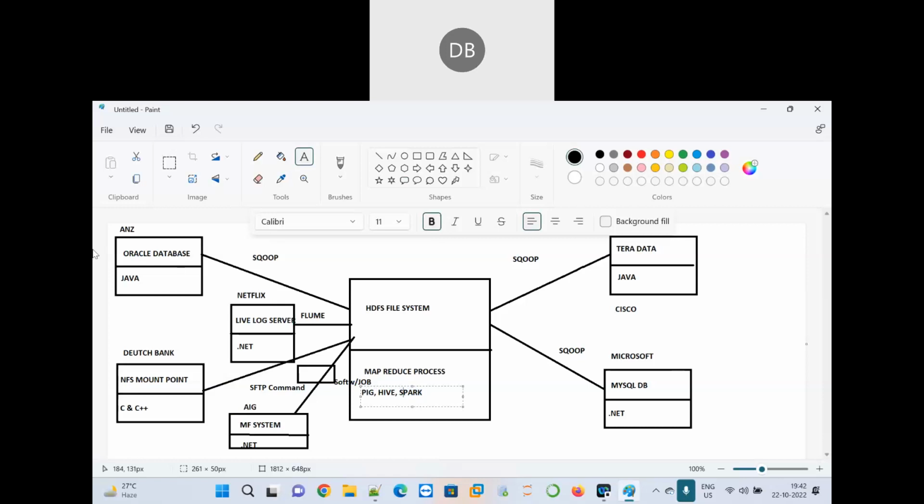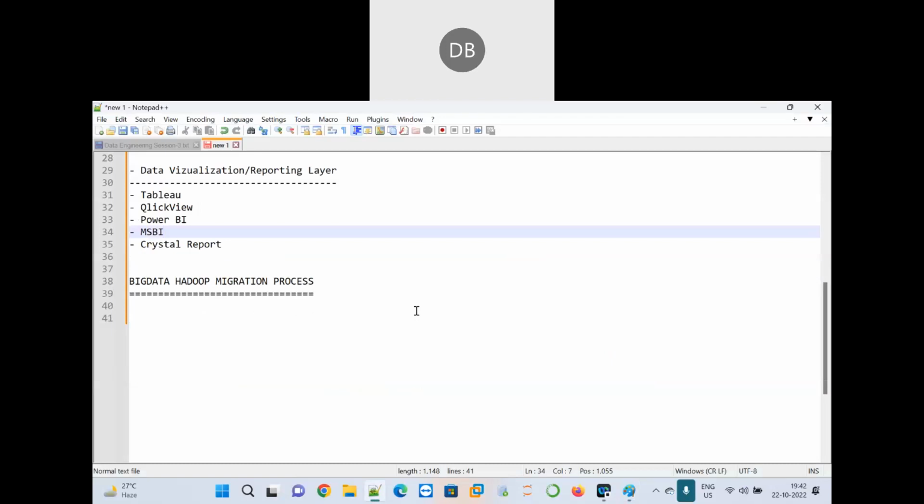These are the typical pictures. It will give you some basic idea how they work in a typical Hadoop environment. So let's see the Hadoop architecture.